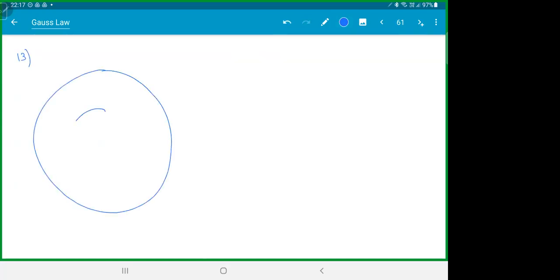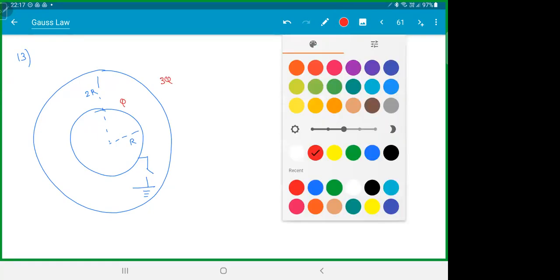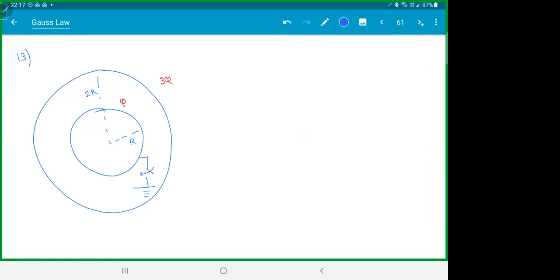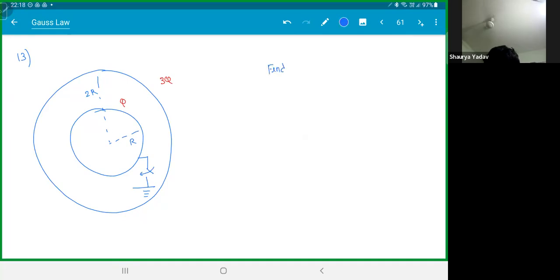Let's say we have a shell. We have a switch, and there's a grounding here. Radii R and 2R. Someone gave a charge here, minus Q. Let's say someone gave you charge Q here and 3Q here. Now, if you close the switch, what will happen? Whenever you close the switch, potential becomes 0. Find the charge distribution when the switch is closed.